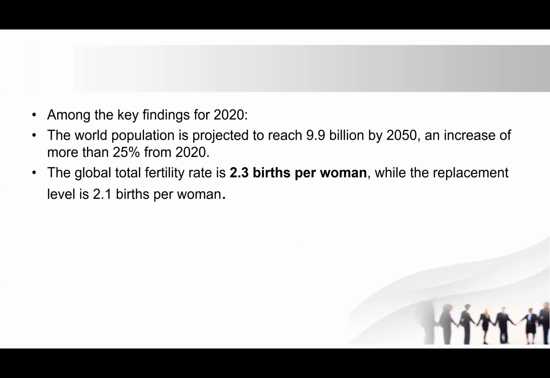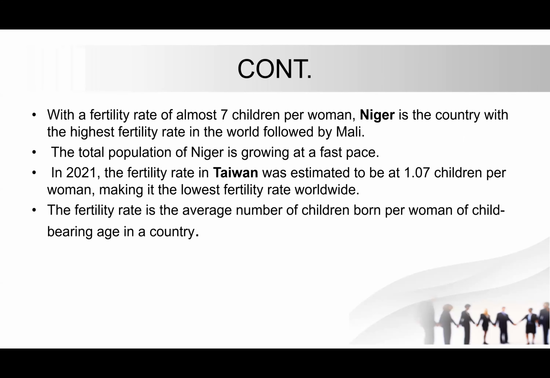Among the key findings for 2020, the world population is projected to reach 9.9 billion by 2050, an increase of more than 25% from 2020. The global total fertility rate is 2.3 births per woman, while the replacement level is 2.1 births per woman. With a fertility rate of almost 7 children per woman, Niger is the country with the highest fertility rate in the world, followed by Mali. The total population of Niger is growing at a fast pace.